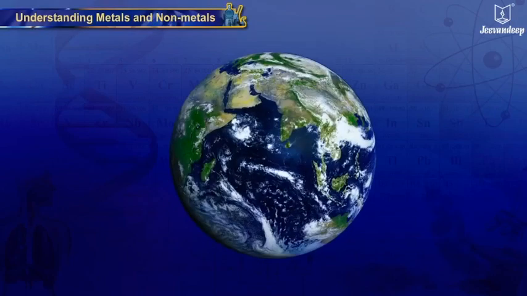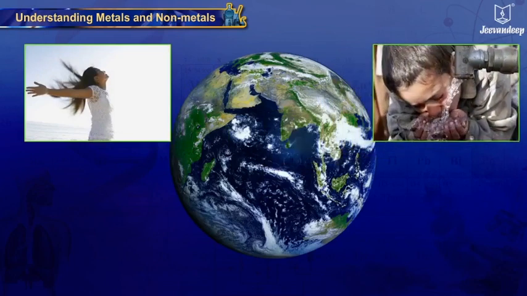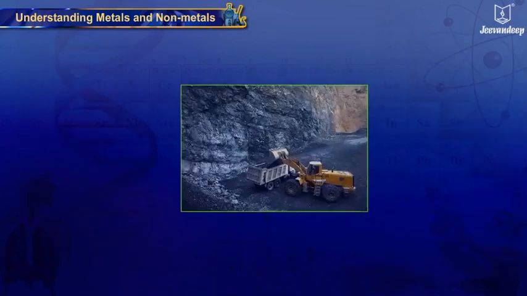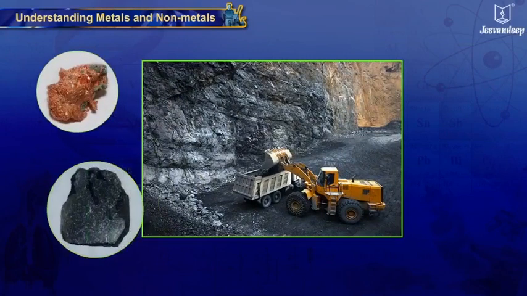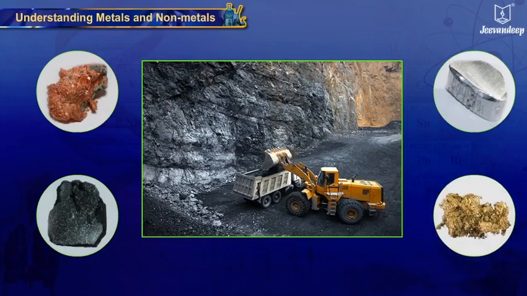The earth has the capacity to supply everything that man needs to survive. We breathe in air, drink water, use wood for furniture. The list of materials that we obtain from the earth is endless. The abundant materials that the earth provides us with are compounds of elements.